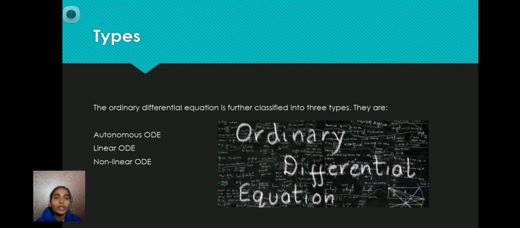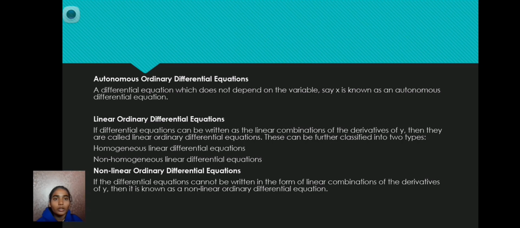Types. The ordinary differential equation is further classified into three types. They are autonomous ordinary differential equations, linear ordinary differential equations, and nonlinear ordinary differential equations. Firstly, autonomous ordinary differential equations. A differential equation which does not depend on the variable, say x, is known as an autonomous differential equation.